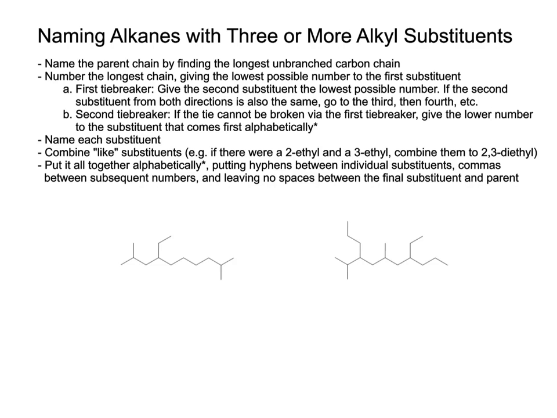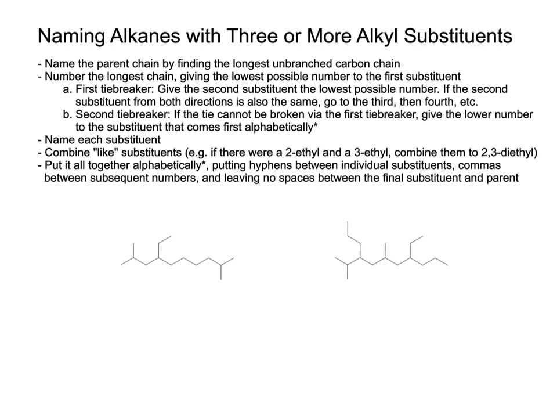For the first tiebreaker, we're going to give the second substituent the lowest possible number. Now, if the second substituent from both directions is also the same, we go to the third, then the fourth, etc. For the second tiebreaker, we only use this if we cannot break the tie via the first tiebreaker. And in this case, we give the lower number to the substituent that comes first alphabetically. Then, just like before, we're going to name each substituent, combine any like substituents, and then put it all together alphabetically.